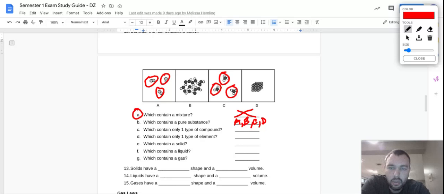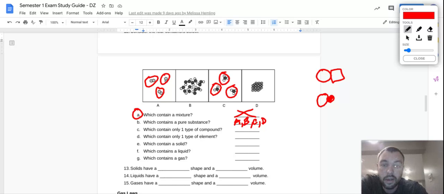And then which contain only one type of compound? Okay, so a compound, remember, is two different shapes, or it could be two different colors or sizes, or there has to be two or more things that are different, but they must all be connected. And then everything else must have the same type of connection or the same particle in each one.